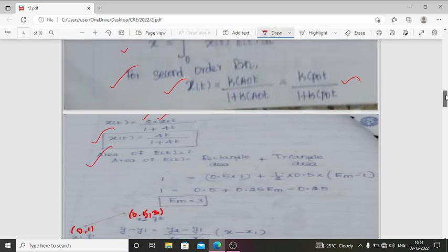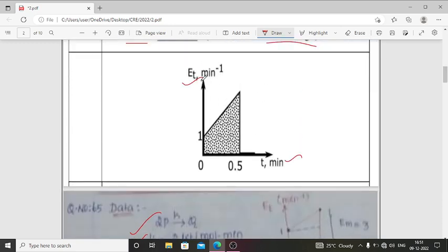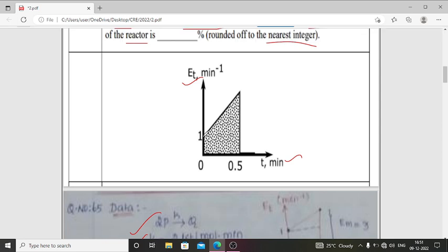So the area of the graph, refer to this graph or diagram. Here it is from 0 to 1. The area of E(t) is equal to 1. So in this case we are going to find the area of E(t). This section is two shapes: one is a rectangle, another one is a triangle. The addition of these two is equal to the area of E(t).